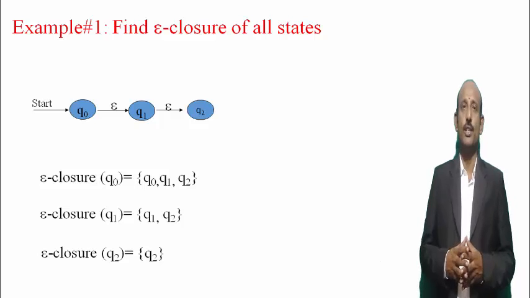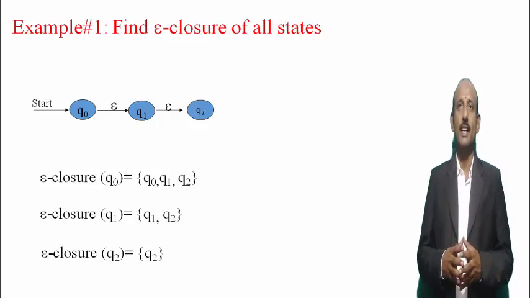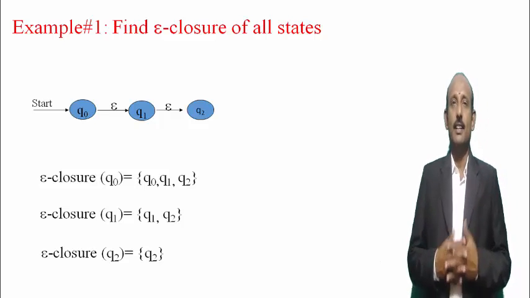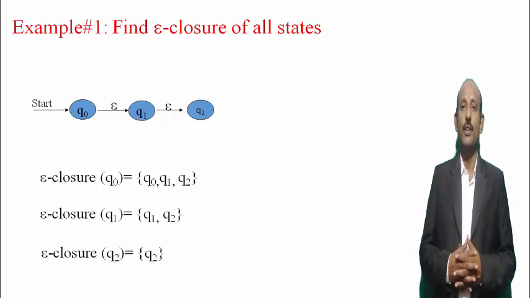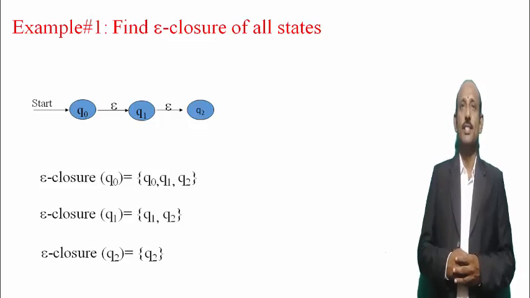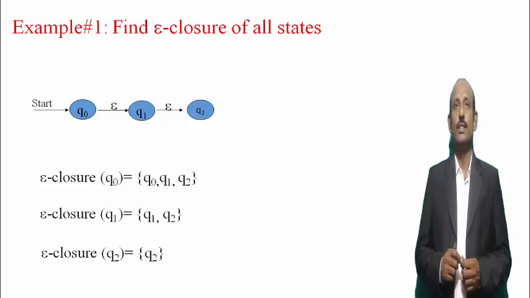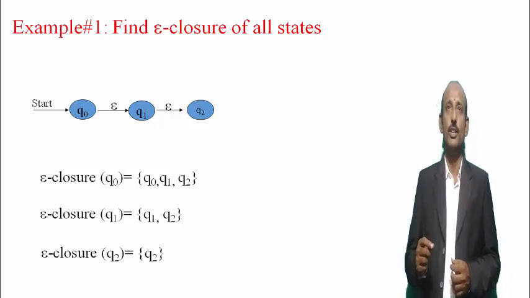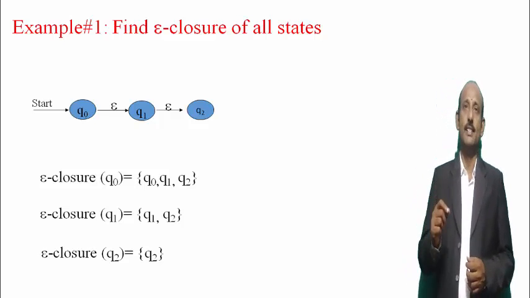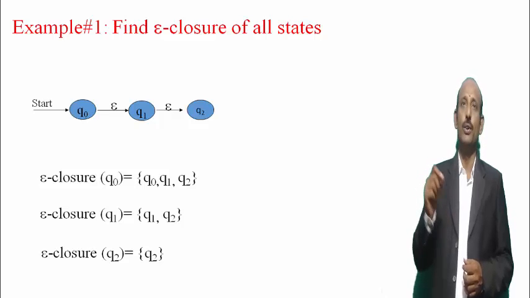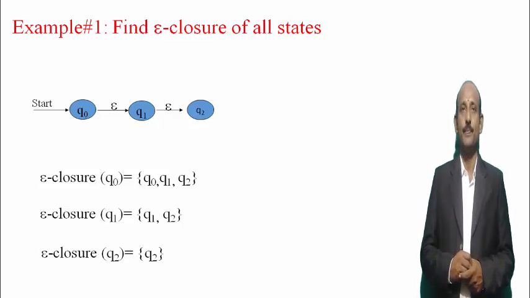Similarly, for the epsilon closure of Q1, we first initialize with the state Q1, and from this Q1 state we identify the epsilon transitions. There is a transition from Q1 to Q2, so we have to include Q2 also in the epsilon closure.